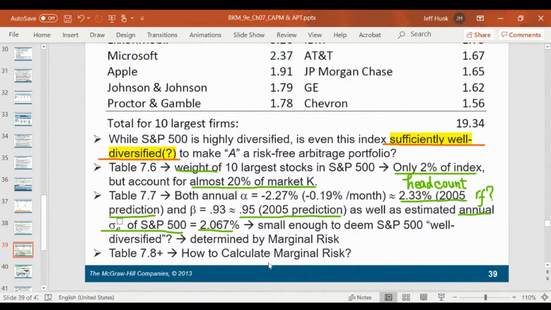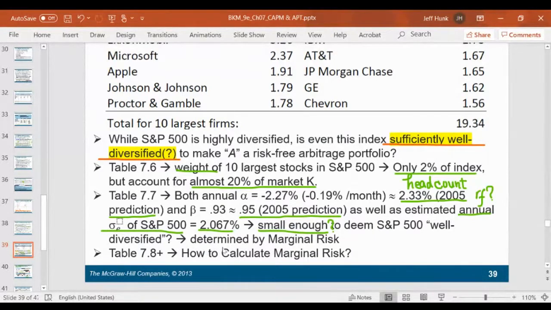And still the question is: is this small enough to deem the S&P 500 well diversified? What is the criteria? What's the reference point? Compared to what? How can we say it's small enough, right? Well, we'll talk about the criteria.